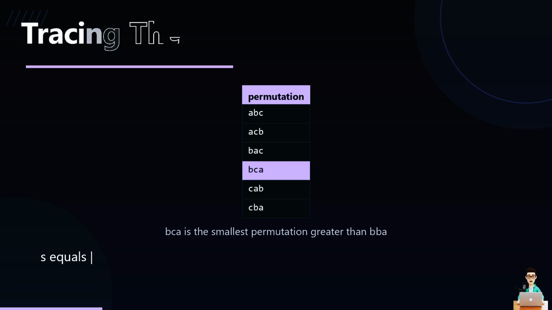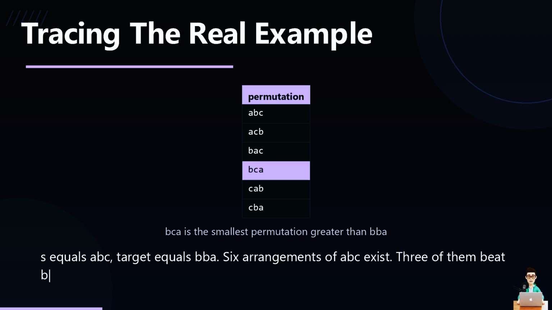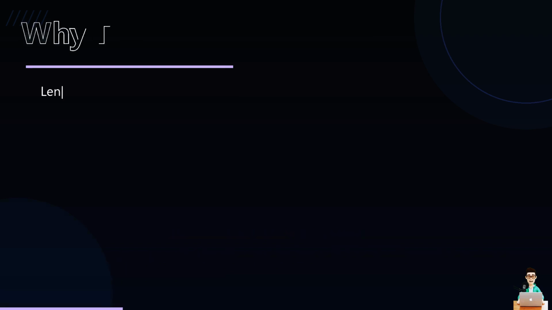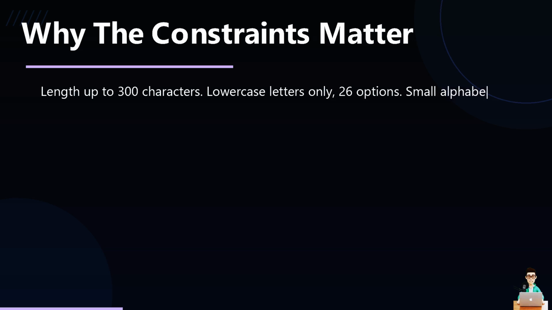Take S as ABZ and target as BBA. Line up every arrangement of ABZ: ABZ, AZB, BAZ, BZA, ZAB, ZBA. Only BZA, ZAB, ZBA are actually bigger than BBA. The smallest one in that surviving group is BZA. That's our answer. Length only goes up to 300, so we don't need anything exotic. But it also rules out generating every permutation, since that number explodes fast.